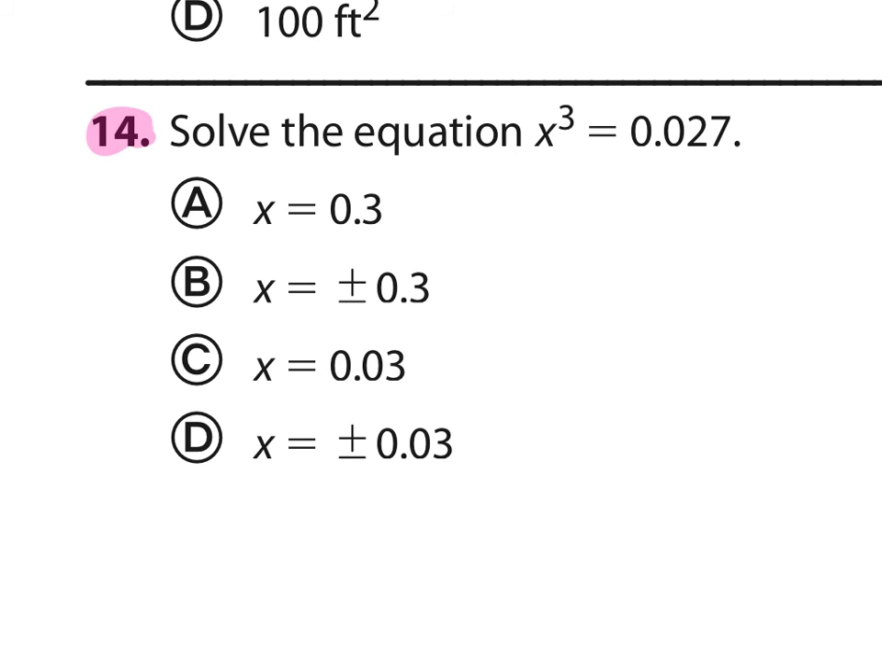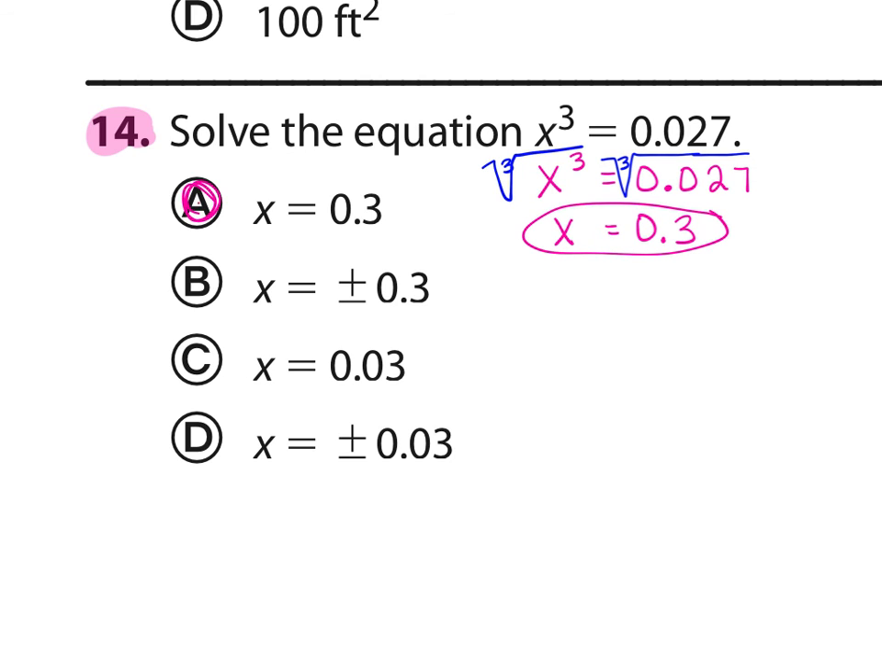So all we're doing is trying to get x by itself. So we have x cubed is equal to 0.027, and we want to get x by itself by undoing the cube. So we can take the cube root of both sides. On the left side, the cube root of x cubed is just x. On the right side, the cube root of 0.027, you can go to your calculator, comes out to 0.3. You might wonder why we might not use the plus or minus sign like on answer choice B.